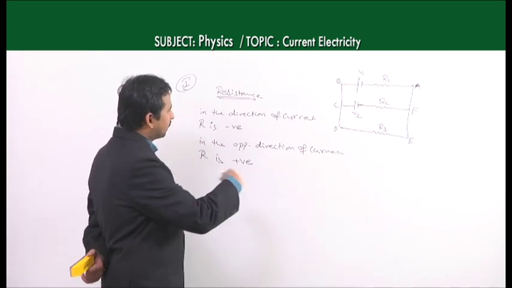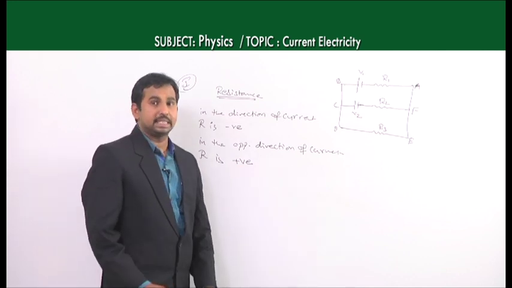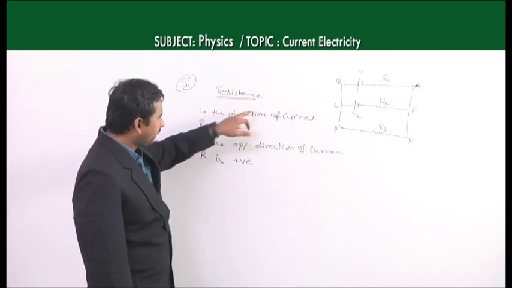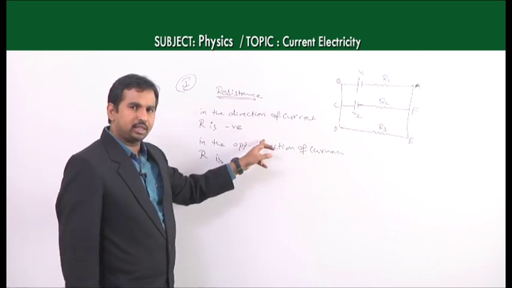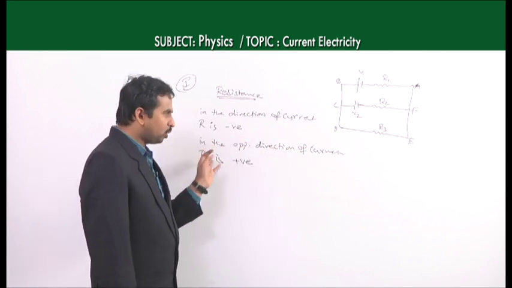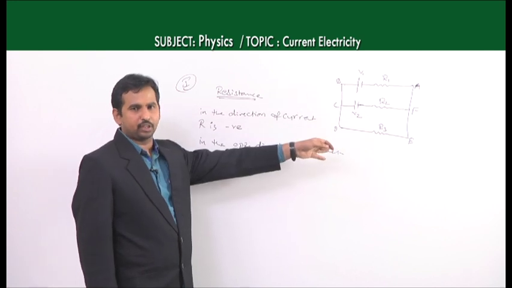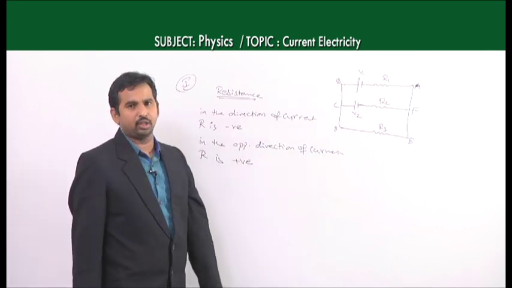This is the first sign convention we are taking in case of resistance: which is in the direction of current, R value is taken as negative. And if you are going opposite to the direction of current, then we have to take R value as positive.